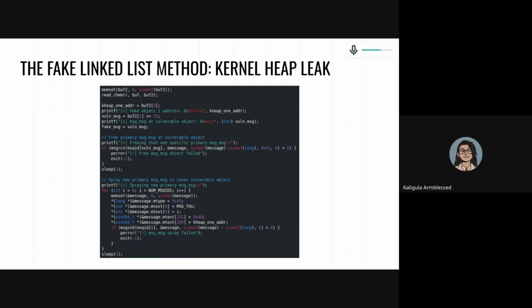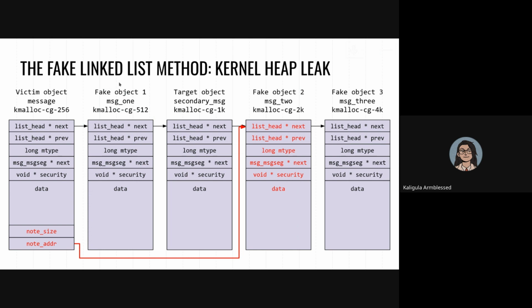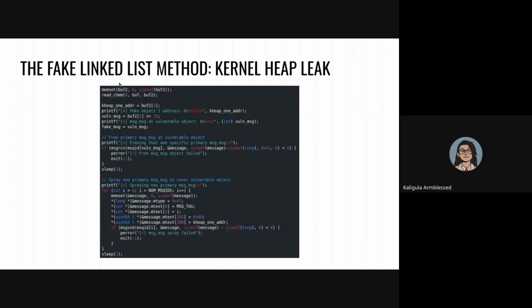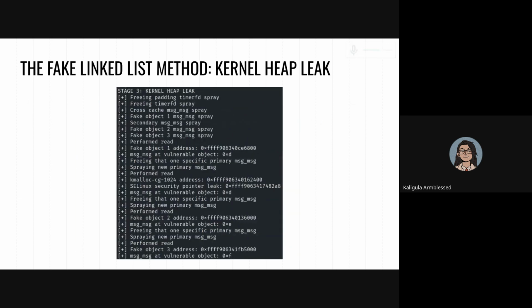So we first do a do_read, and we read from the chemical object to give us fake object 1. We free the message and spray a new message, but this time with no address pointing to something that we want to read from. At this point of time, we have all the leaks that we need. It's time to construct the fake linked list. And this is how the exploit looks like when it's run.